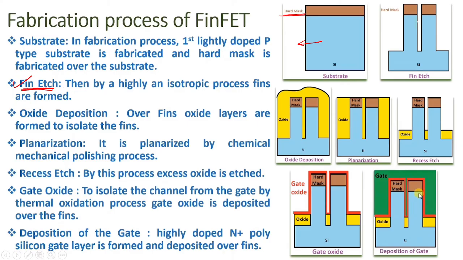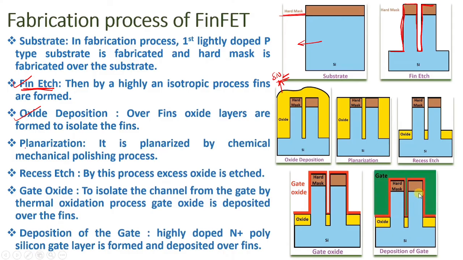See here, so you need to etch this area. Okay, so what does etch mean? I will tell you in the fab, whatever the selected area is there, that you need to remove. That is nothing but etching. And oxide deposition, so whatever the SiO2 layer is there, that you need to deposit. Okay, so over the fin, oxide layers are formed to isolate the fins.